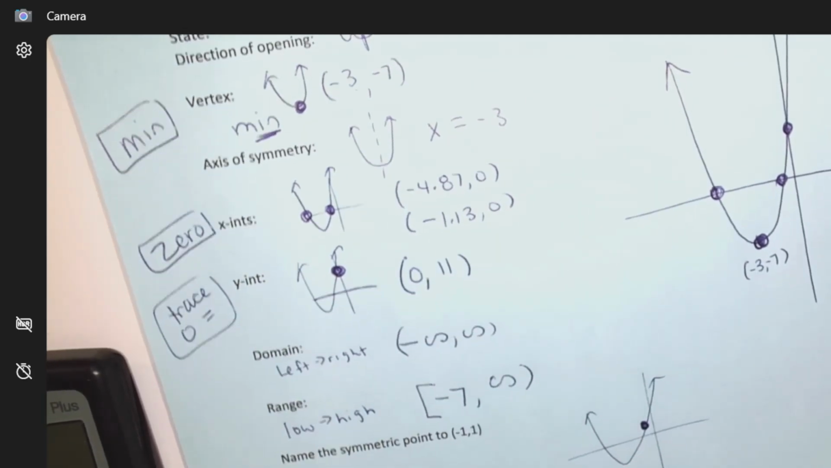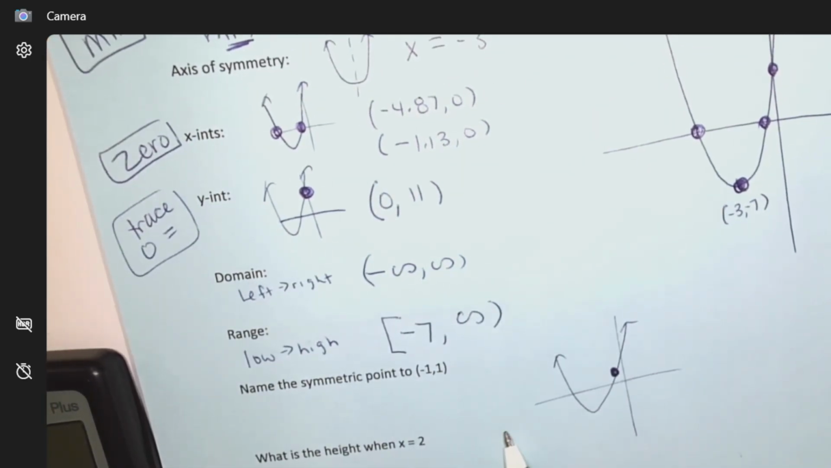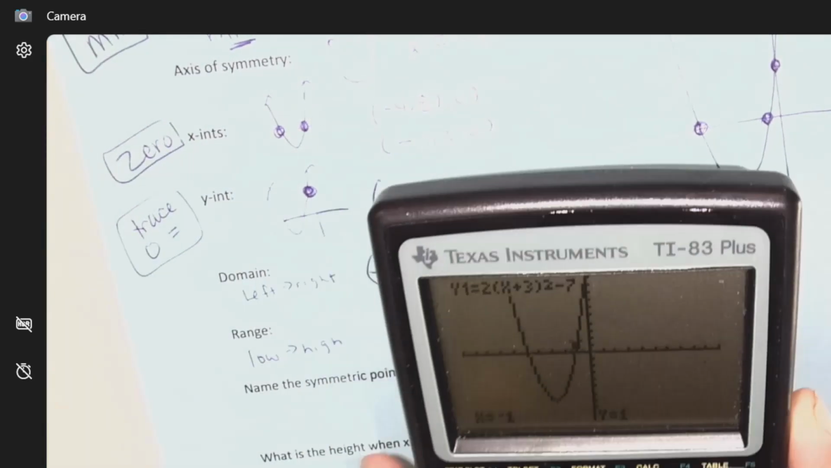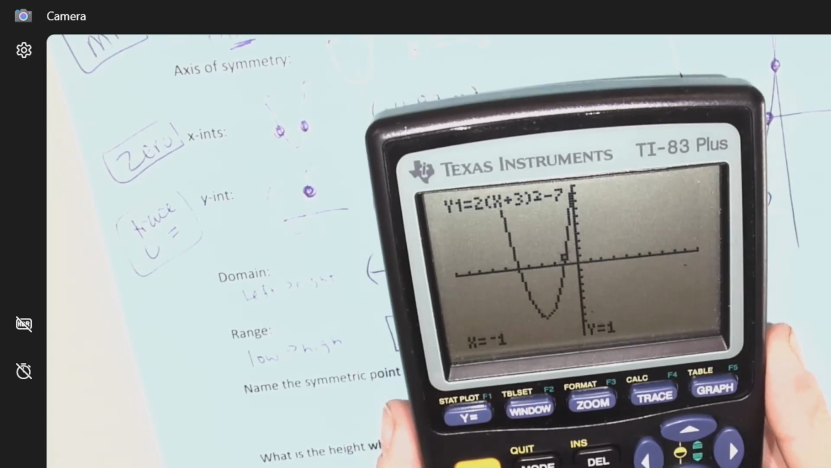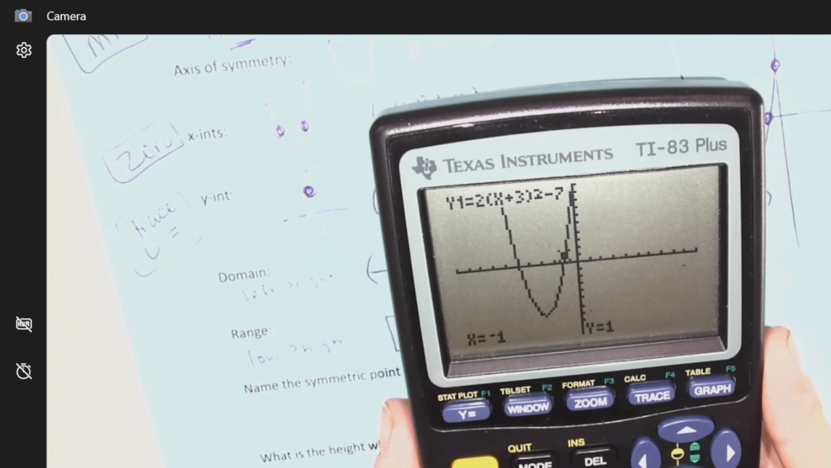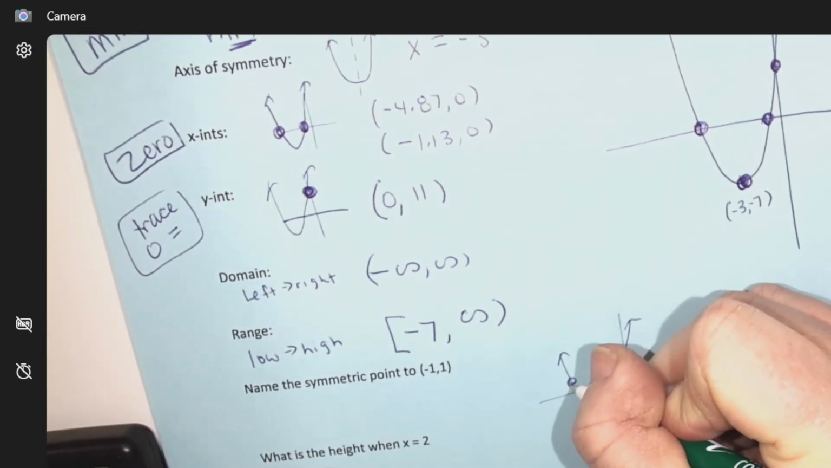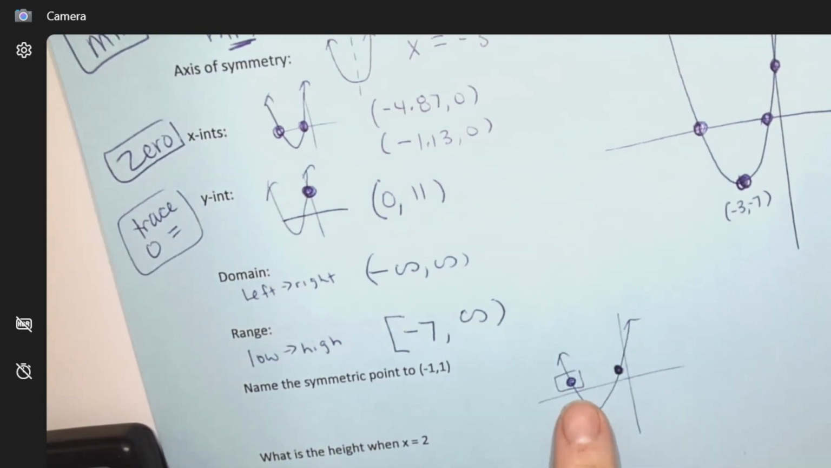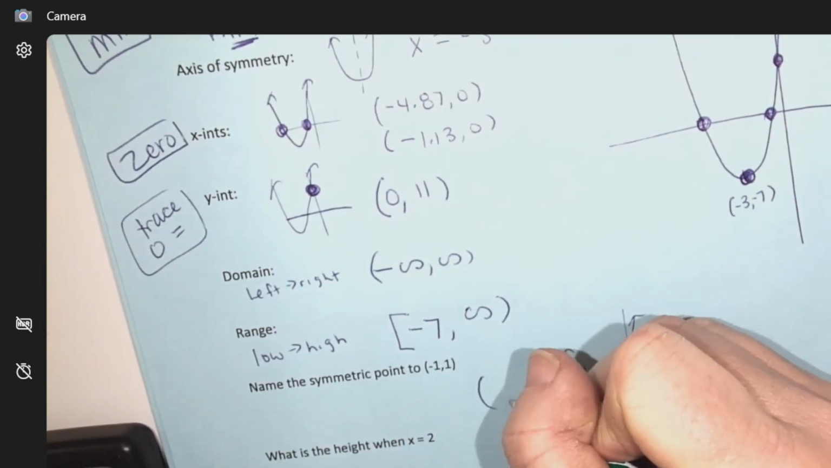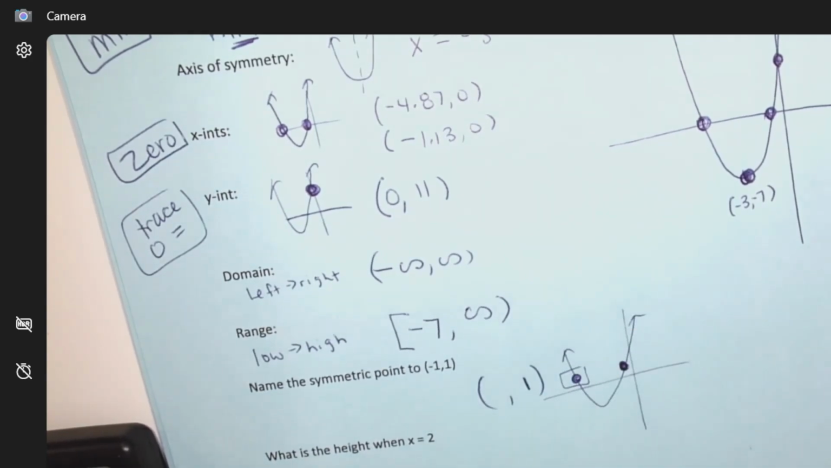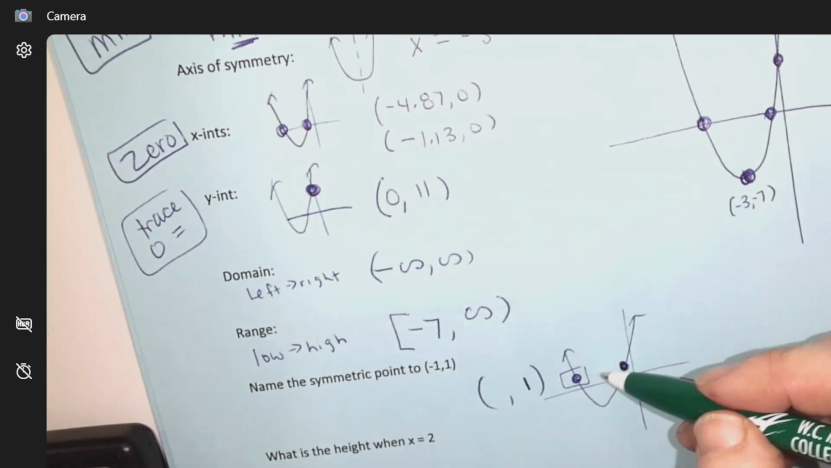Okay, so on this one, what's the symmetric point to -1, 1? So this is the coordinate -1, 1. Where would its partner, symmetric partner, be? This is its symmetric partner. Okay, what do you already know about that coordinate? You already know something about it. It's also at a height of 1 because they're straight, flat across from each other, right?